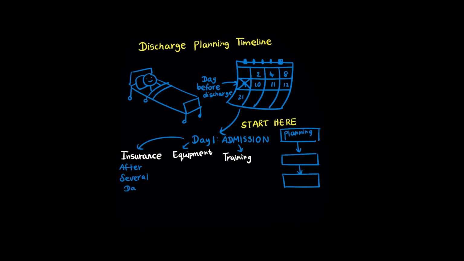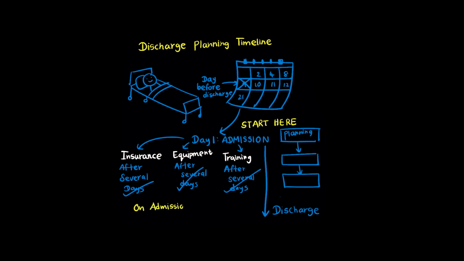members, and address barriers. Complex discharges to skilled nursing facilities can take days to arrange. Home oxygen needs insurance approval. Family caregivers need training. By starting on day one, you transform discharge from a rushed, error-prone scramble into a smooth, safe transition.